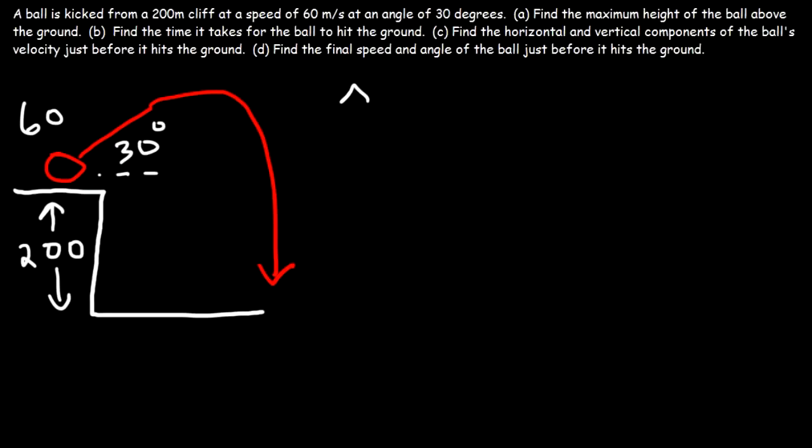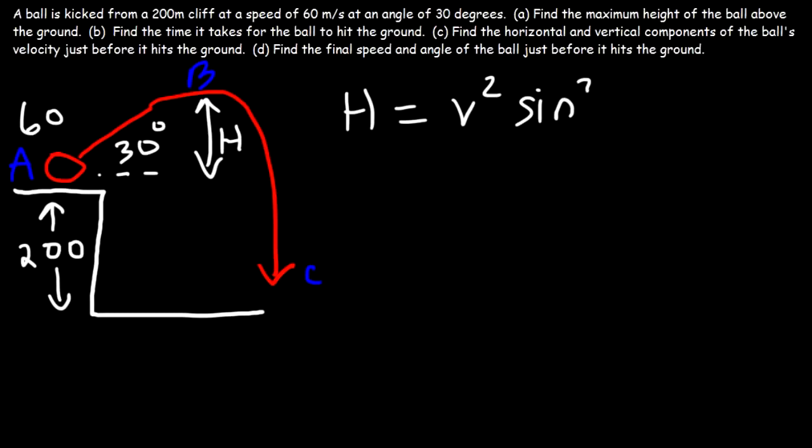How can we do that? Well, let's define our points: point A, point B, and point C. We have an equation that can help us define the vertical displacement between points A and B. If you recall, we can use this equation. H is equal to V squared sine squared theta divided by 2g.